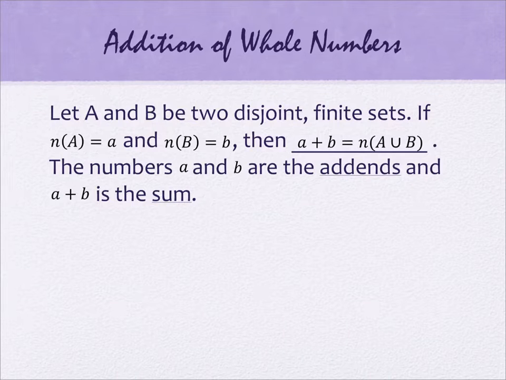So we take all of the people in my household, and all of the people in my sister's household. Those are disjoint sets because nobody's living in both households. We find the union of all the people together. If we count that, that's the same thing as adding the numbers of people together. The numbers a and b have a name. They're called addends, the numbers you are adding together, and a plus b is called the sum.